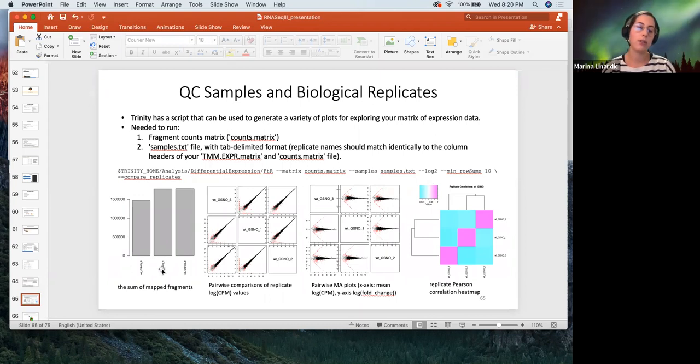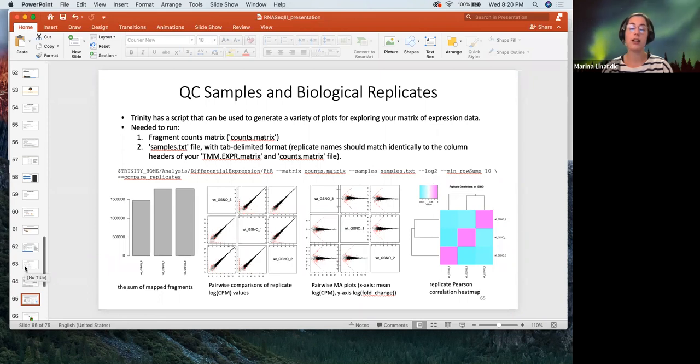So it just gives you, these are your bioreplicates. It tells you how many reads you get. It makes these pairwise comparisons of replicates, so everything that's read is different from each other on a log2 scale. So log2 difference. You have the same information, but in these MA plots. And then what it also tells you is how your samples are correlated by doing this Pearson correlation.